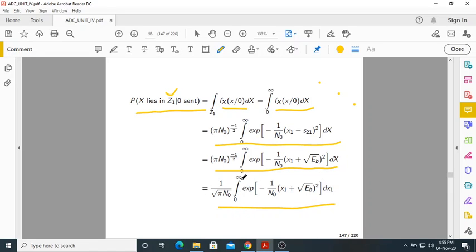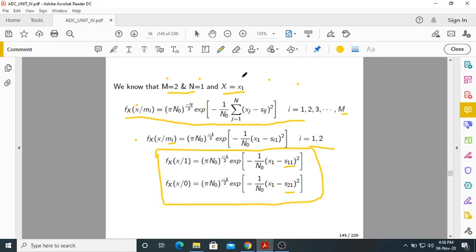1 by root pi n naught integration 0 to infinity e power minus 1 by n naught into (x1 plus root EB) whole square by dx1. So please remember, I am writing x as x1. X becomes x1 only. Why? Because n equal to 1. So I told you all things. X equal to x1. Only one point is there. In the vector there is only one point.